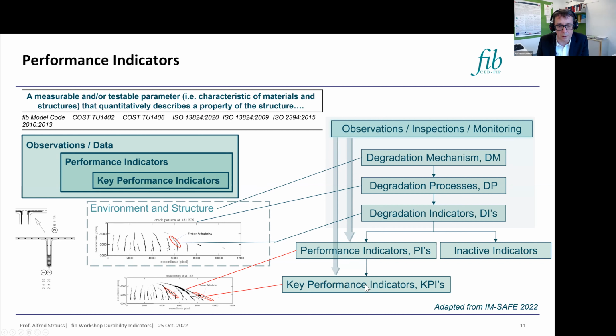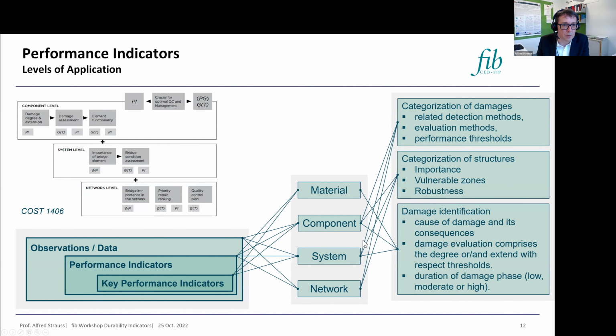And then we had the next level, key performance indicators. That means they are important for the performance and for the management. What we also faced in chapter 4 and in our study in the group is that we have to differentiate the different levels: material, component, system, network. And then categorize it with respect to the type of damages, the type of structure, and also how damage is identified.